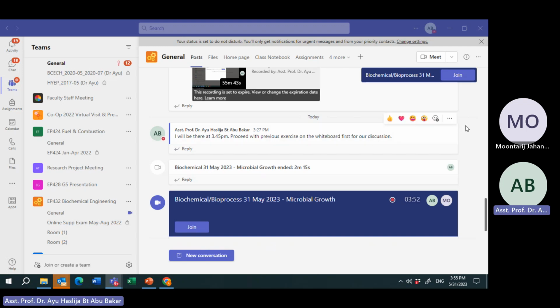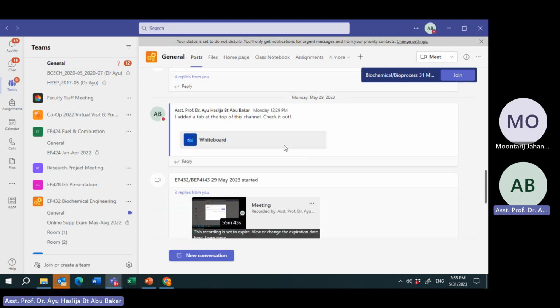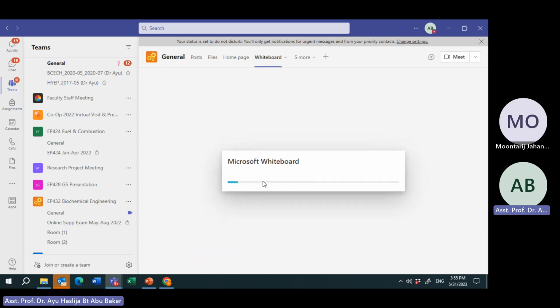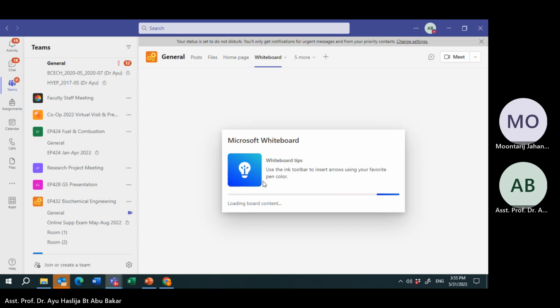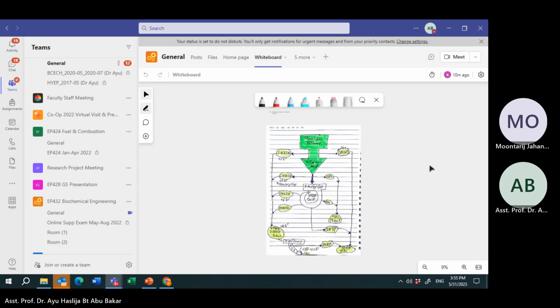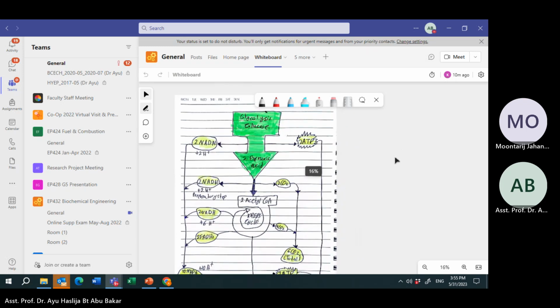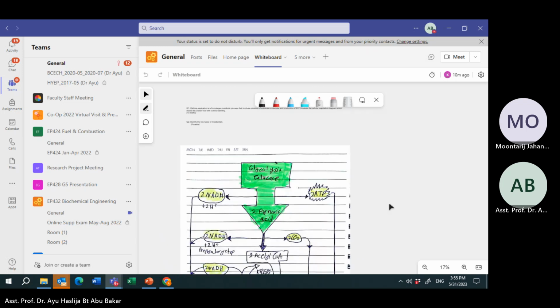Okay, previous class we stopped at the whiteboard with the exercise. Anyone proceed with the exercise? Okay, great.